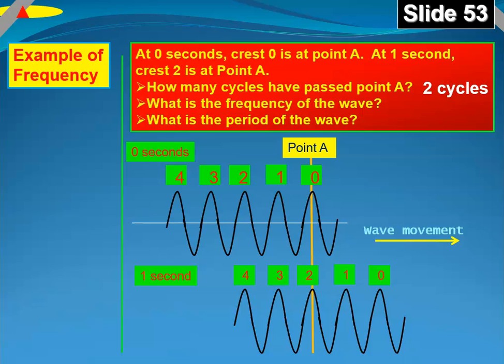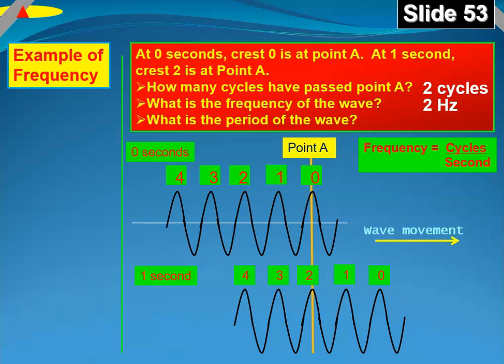What is the frequency of the wave? Well, frequency equals cycles per second. And so it's 2 hertz because 2 cycles passed you. And over on the left you see the time, 0 seconds to 1 second. So it took 1 second for that to happen. So 2 cycles per second is 2 hertz.